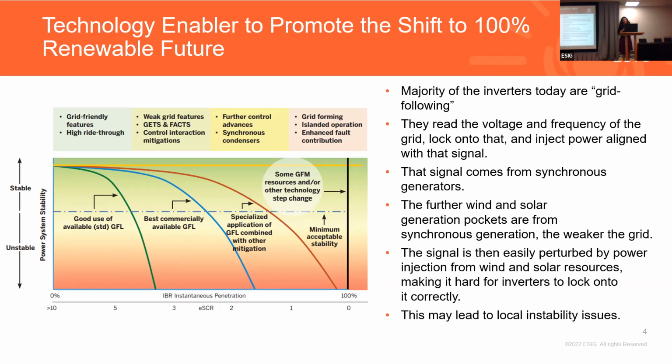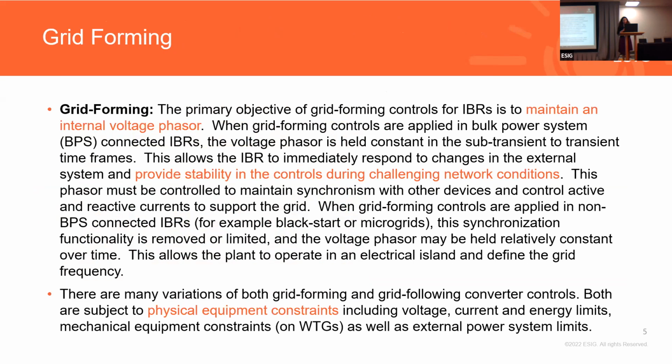As you get even further to higher penetration levels, probably above 50% or more, then you need further control advances. People are starting to look at synchronous condensers to provide stabilization. But as we push the system even further, we start talking about what if inverters themselves provide this stabilizing quality? And that's where we get into talking about grid forming inverters.